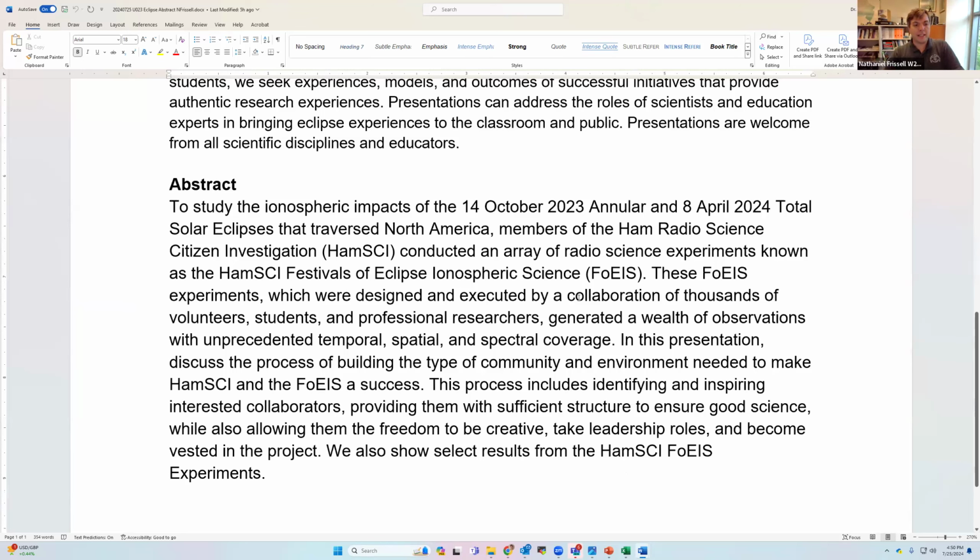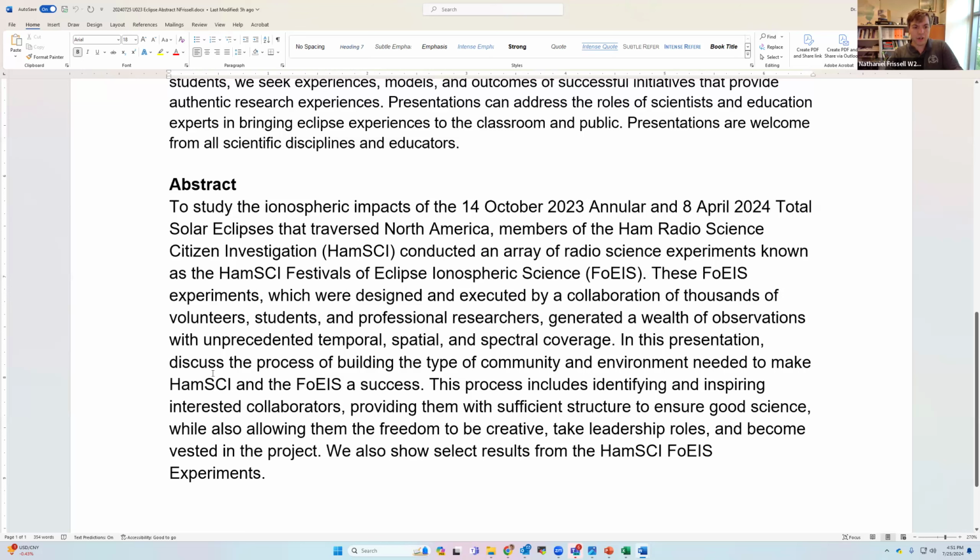So the abstract is to study the ionospheric impacts of the 14 October 2023 annular and 8 April 2024 total solar eclipses that traverse North America. Members of the Ham Radio Science Citizen Investigation, HamSCI, conducted an array of science experiments known as the HamSCI Festivals of Eclipse Ionospheric Science, FOEIS. These FOEIS experiments, which were designed and executed by a collaboration of thousands of volunteers, students, and professional researchers, generated a wealth of observations with unprecedented temporal, spatial, and spectral coverage.